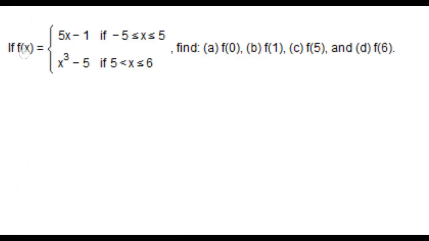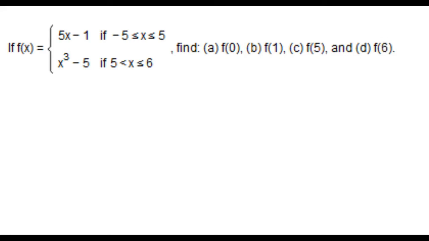On this question, we're given the piecewise defined function f of x equals 5x minus 1 if negative 5 is less than or equal to x is less than or equal to 5, and x cubed minus 5 if 5 is less than x is less than or equal to 6. And what we want to do with this piecewise defined function is find f of 0, f of 1, f of 5, and f of 6.